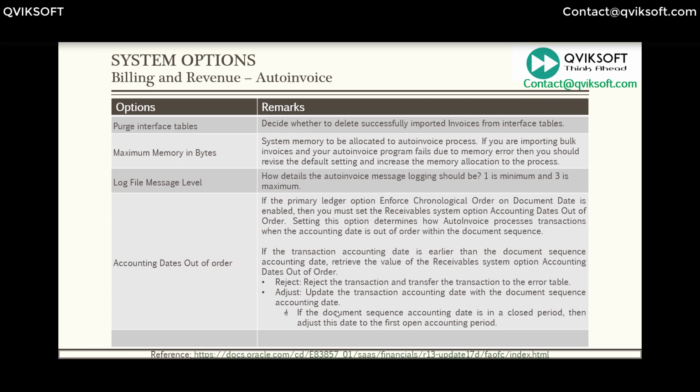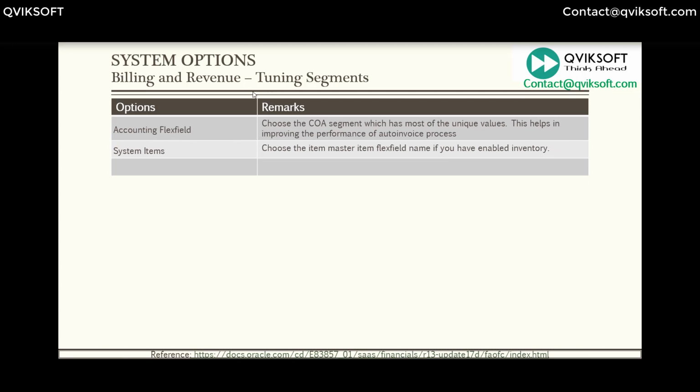Importantly, if the document sequence accounting date is in a closed period, the previous date was in a closed period, so it can't put you at that date because that period is already closed. Then you adjust this date to the first open accounting period, the first date of your next open accounting period, whichever is available.